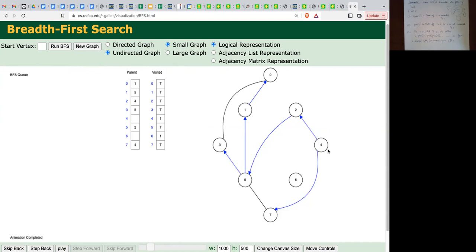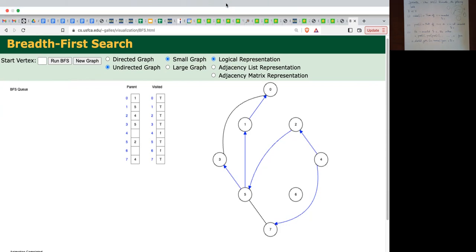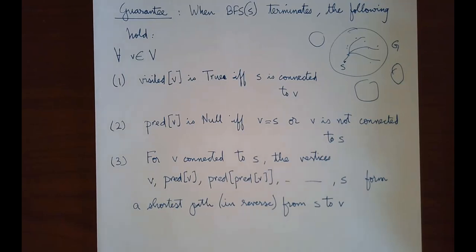Any questions about that? So does this make sense? Okay. So I'm going to stop my share now. Hopefully that helps. Hopefully now you have a better sense. You have to play around with this a little bit more. BFS is simple code, but it's pretty intricate as to why it works the way it works. Okay? All right.